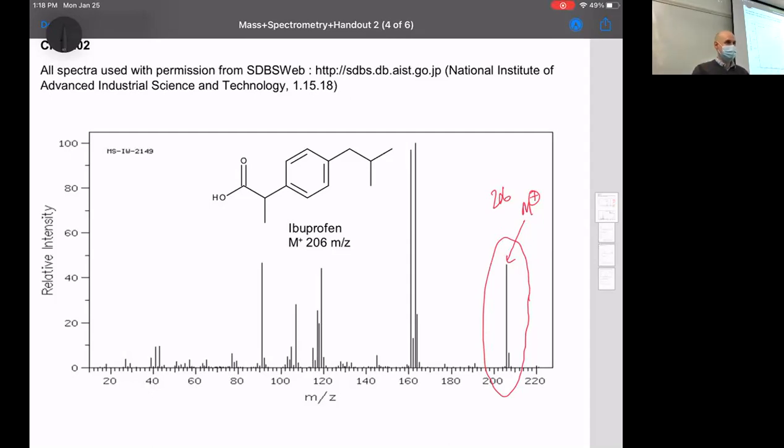There are more things that we can get out of mass spec, but that is always going to be the number one. So you know the mass of this molecule. I gave you the molecule right here. But if you didn't know that this was ibuprofen, you would look at that mass spec and say, I've got a peak of 206, and that's my molecular ion.